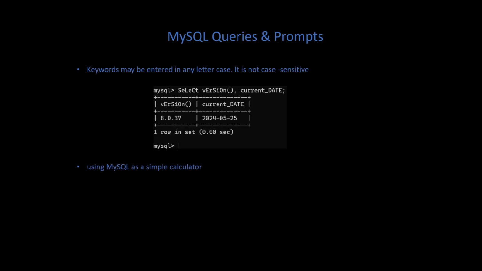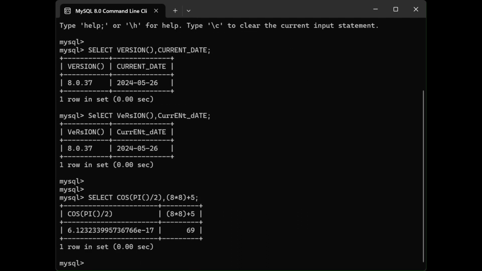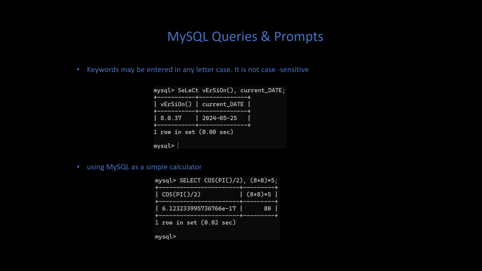Now, using MySQL as a simple calculator. MySQL can be used as a simple calculator. If I use the command SELECT, and I want to calculate COS of PI by 2, and I put the semicolon, it will give out the output. As you can see in this example, it is doing the calculations.